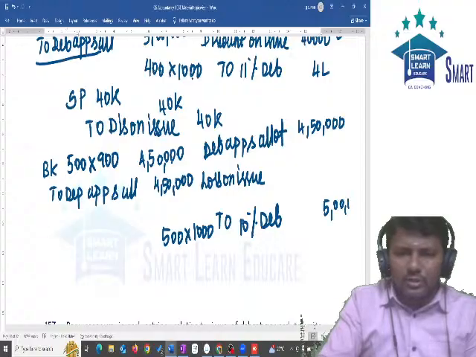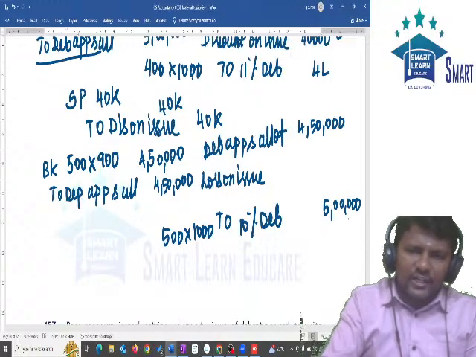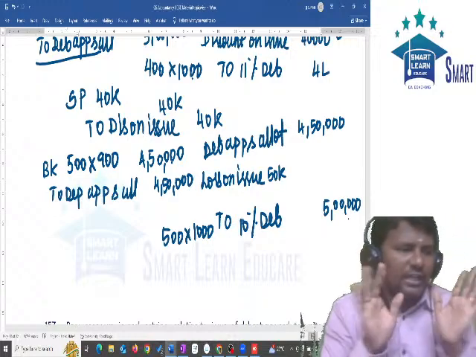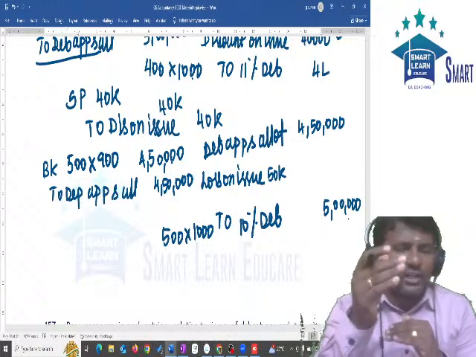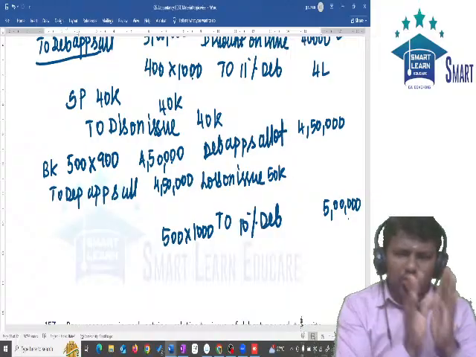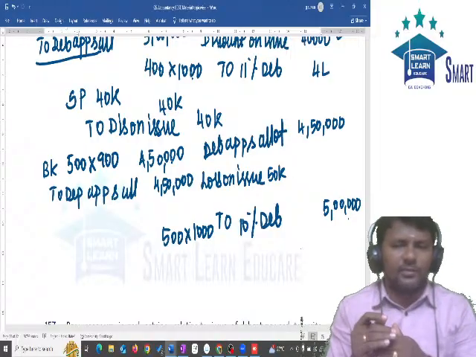500 into 1000 will give you 5 lakh. In this 5 lakh, you calculate 15 percentage, you will be getting 50,000. Now the entry, tally. Debenture application and allotment account debit. Loss on issue of debentures account debit. 2 percentage debenture 5 lakh.